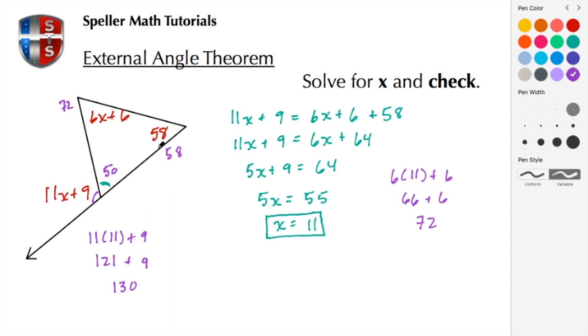So we have 72 plus the 58 plus the 50. Those are the angles inside of a triangle, and those should add up to 180. Well, 50 plus 58 is 108. And then 108 plus the 72, well, that there is in fact 180 degrees. So here we have checked and verified that the value of x is 11.